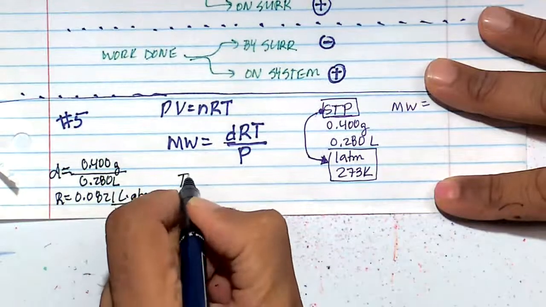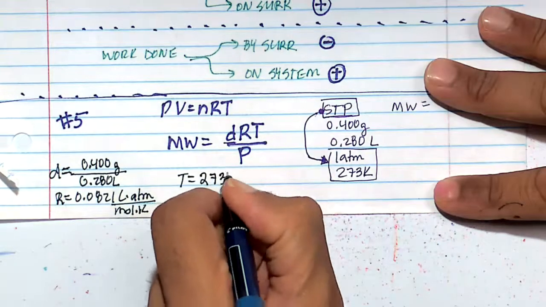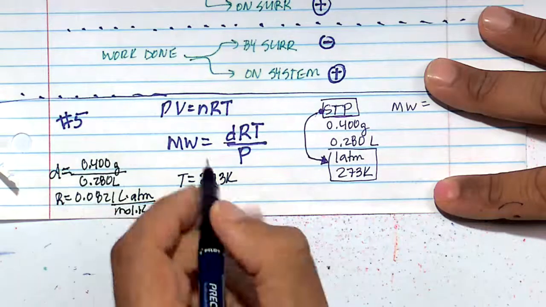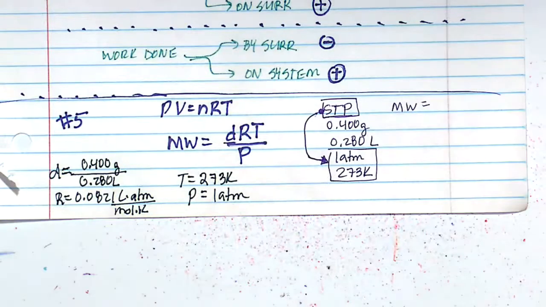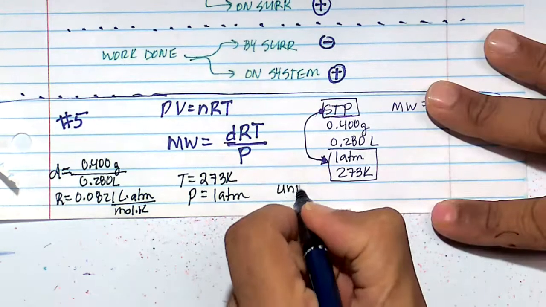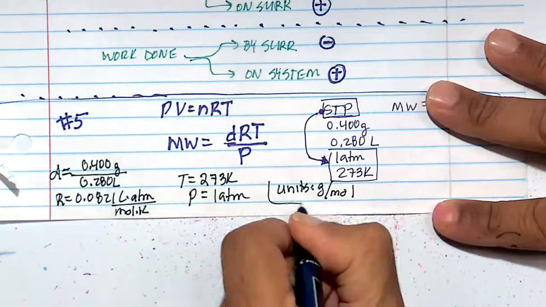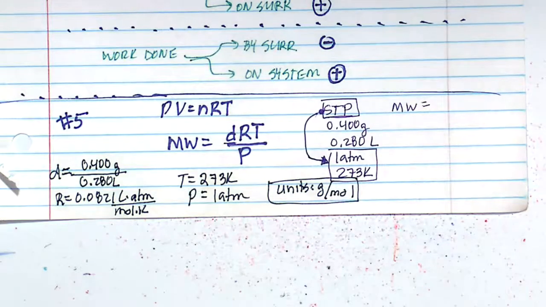What's T? Well, it's STP, right? So T is 273 Kelvin. What's P? It's STP, right? So 1 atmosphere. So you can put all of those in here, and you should be able to get your molecular weight. Also, the units should all cancel out, leaving you with grams over mole.